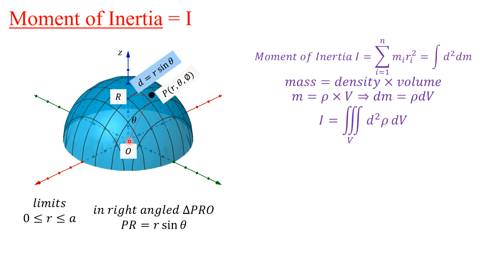Now the limits of theta. This upper hemisphere lies in the first 4 octants, so theta varies from 0 to pi by 2. It is 0 when our particle lies on the z-axis, in which case the angle between its radius vector and the z-axis is 0. It is maximum, pi by 2, when the particle lies on the xy plane. Therefore the limits of theta are from 0 to pi by 2.